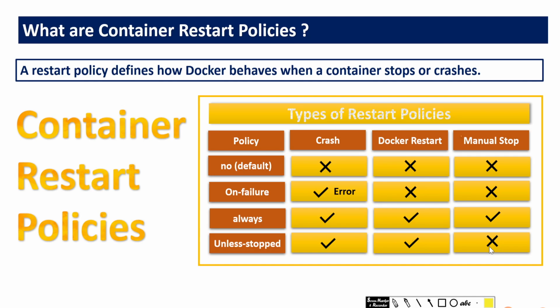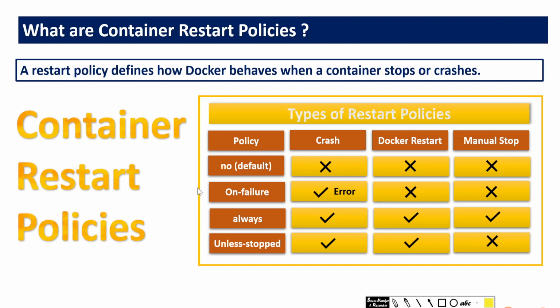So actually this is the most recommended policy. In production we basically use only unless-stopped, because we have control with this. If we want to stop the container, we can do that. But if the container crashes, we want it to restart. If the daemon restarts, we want the container to restart. In such cases we use unless-stopped.